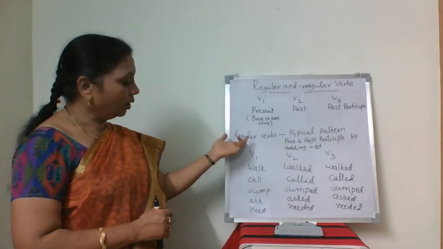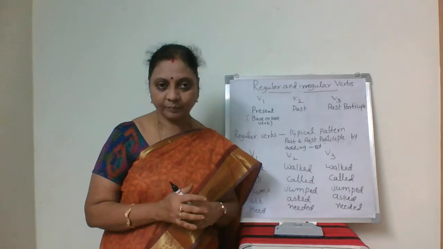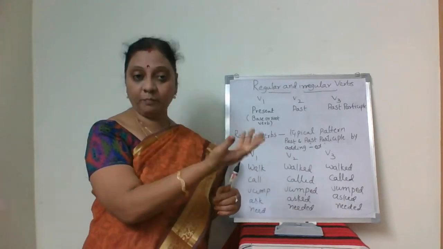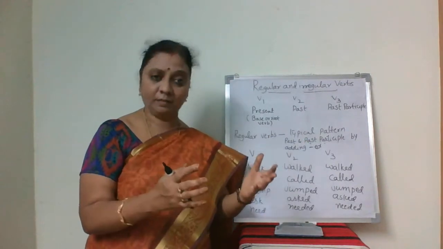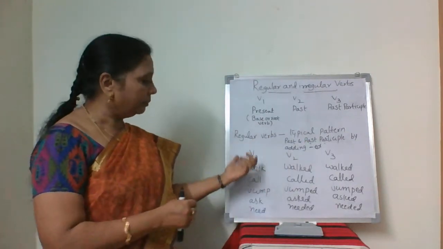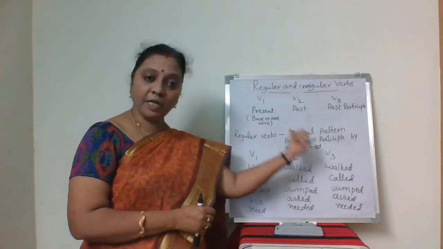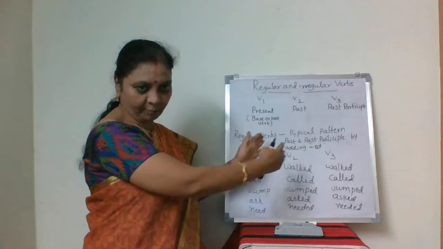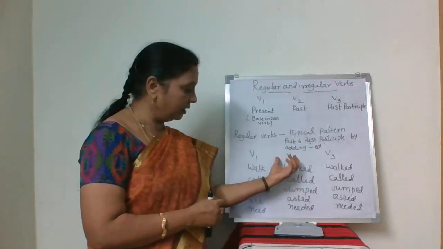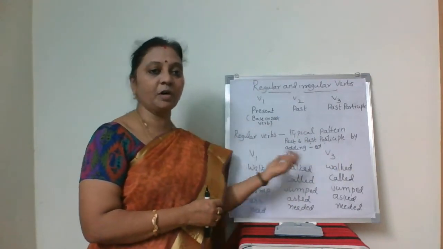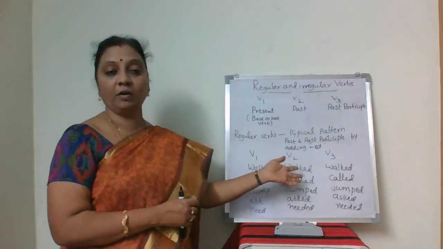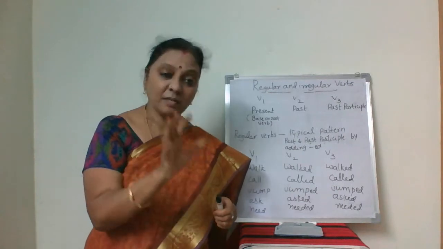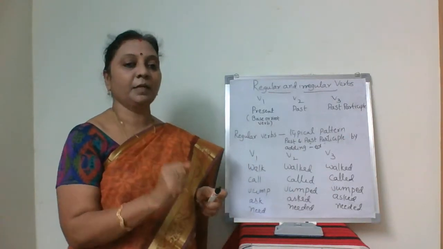Then what are the regular verbs? Regular verbs, their conjugation, they follow one typical pattern. What is conjugation? Means the forms which are derived from the root verb, or conjugation of verbs. This one, V1, V2, V3. The chief forms, the other forms which are derived from the root verb are called conjugation of verbs. But whereas regular verbs, they follow one typical pattern. What is that typical pattern?